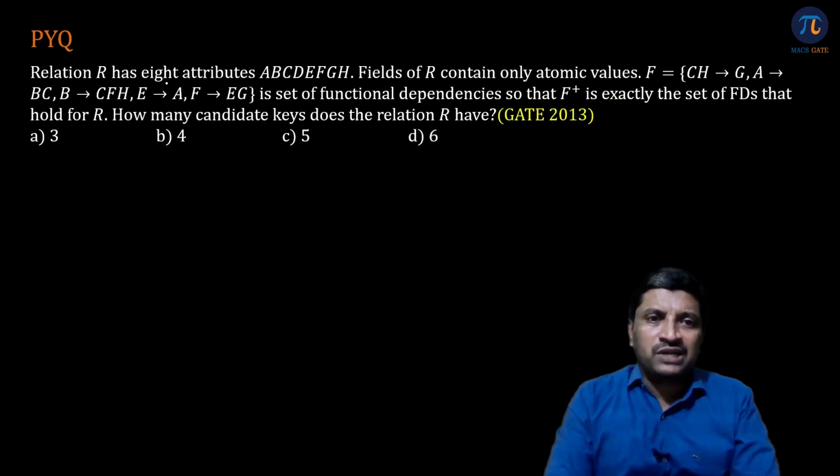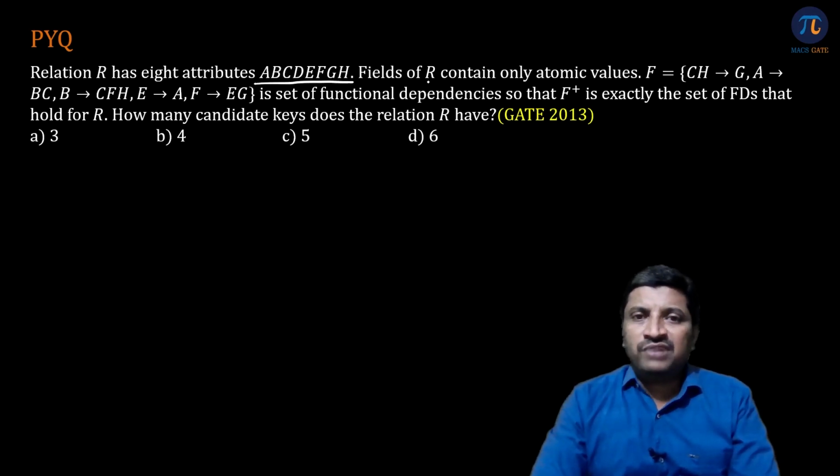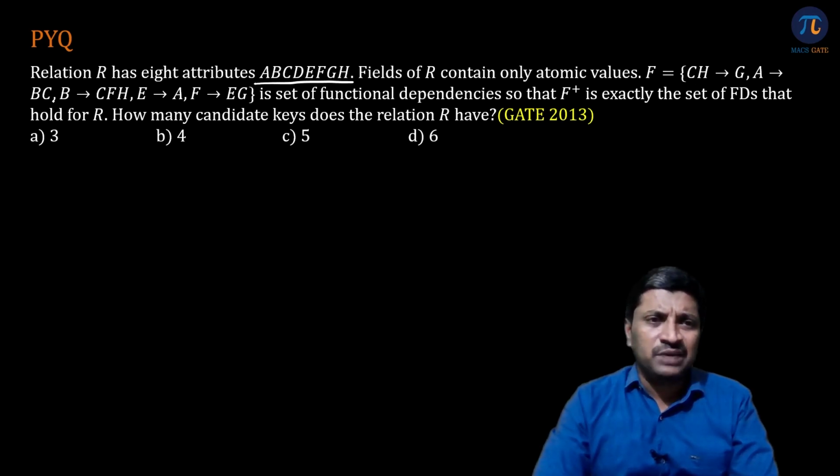Relation R has 8 attributes A, B, C, D, E, F, G, H. Fields of R contain only atomic values. F equal to CH implies G, A implies BC, B implies CFH, E implies A, F implies EG.